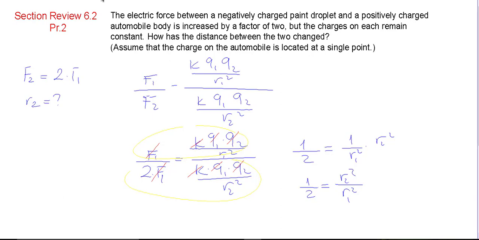If we take the root of each side, in order to get rid of the squares, then it will be 1 over root 2 is equal to R2 over R1. So as you see here, when you multiply it, R1 will equal square root 2 R2. Means that R2 decreases.